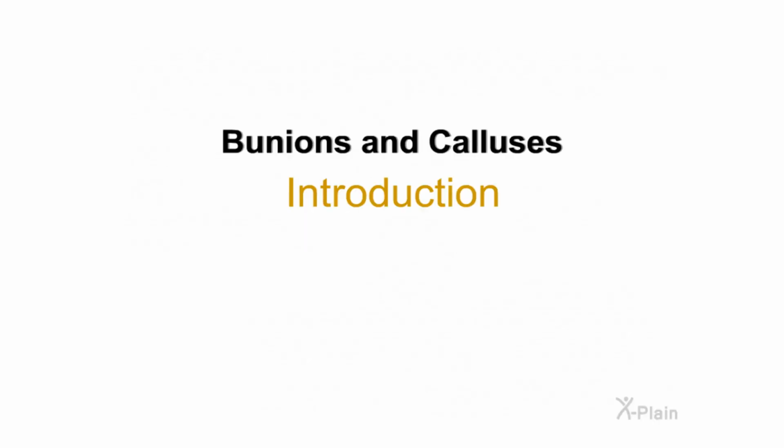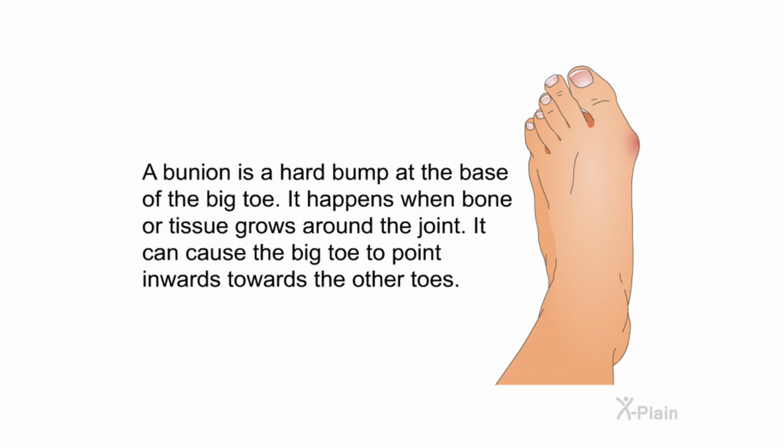Bunions and Calluses. Introduction. A bunion is a hard bump at the base of the big toe. It happens when bone or tissue grows around the joint. It can cause the big toe to point inwards towards the other toes.